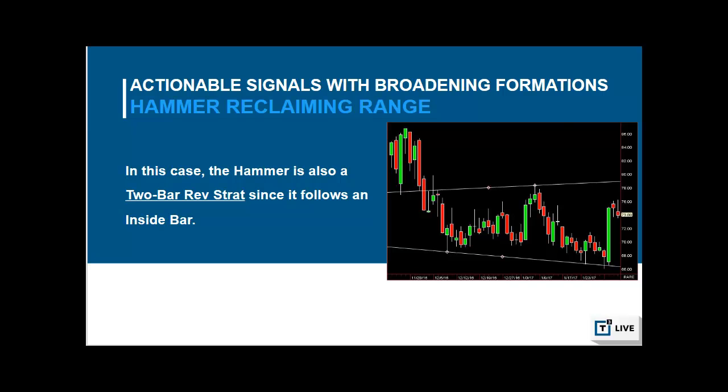So in this case, the hammer is also a 2-bar rev strat since it follows an inside bar. So if you can see here, once again, the higher high, the lower low, the higher high, the lower low, right? And then you can see this range here, it goes hammer, which is also a rev strat because this was an inside bar. If this works, you've caught the bottom of the range here. Now potentially all the way back up at least to here.